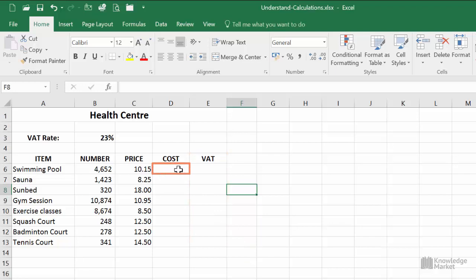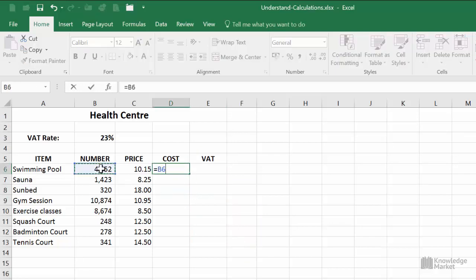Click on to cell D6. Type in equals, click on B6, the number of people using the swimming pool, multiplied by C6, the price of the swimming pool. Remember, in Excel's programming, this is multiply 2 to the left of me by 1 to the left of me. We want that same calculation the whole way down, so click on the tick to accept it, and fill handle down.